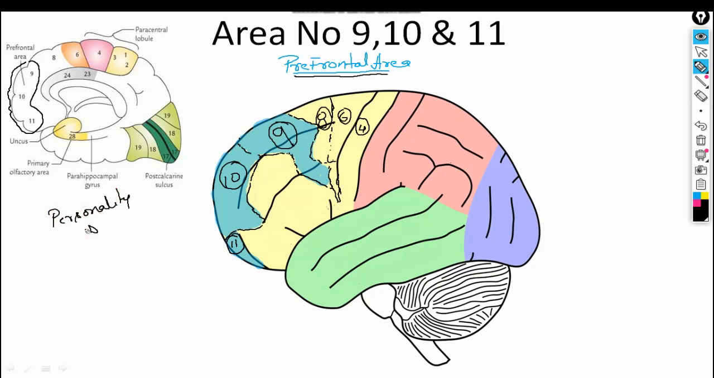As well as any idea a person generates. Clear? So this prefrontal area determines individual personality: its emotion, its social behavior, its moral values, how he judges a person, everything is determined here in this prefrontal area.